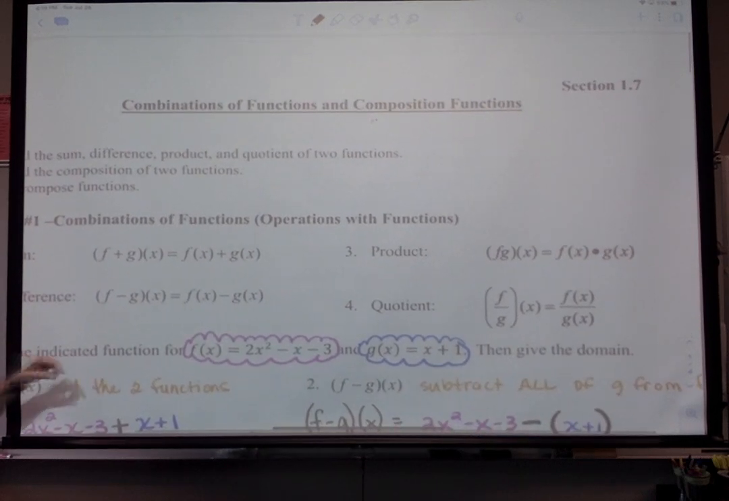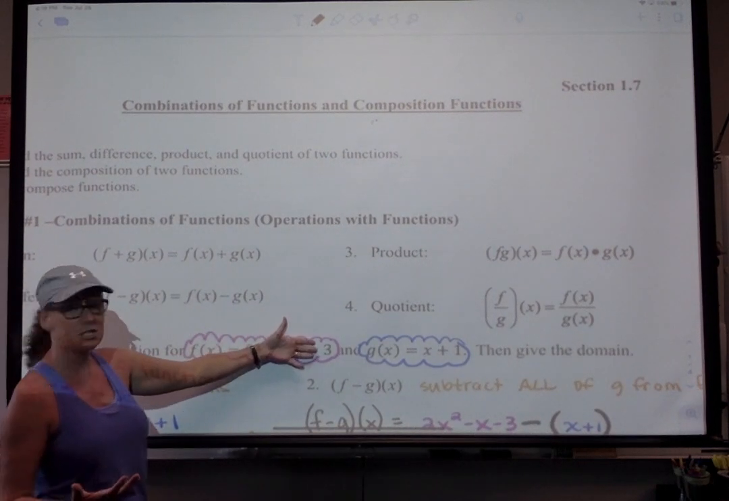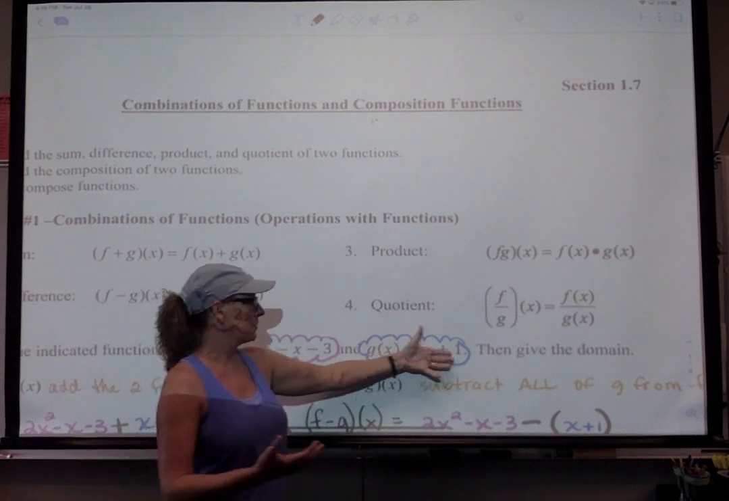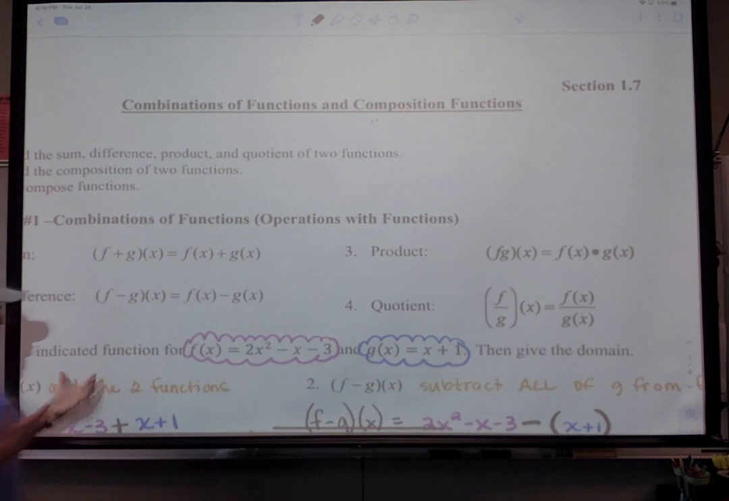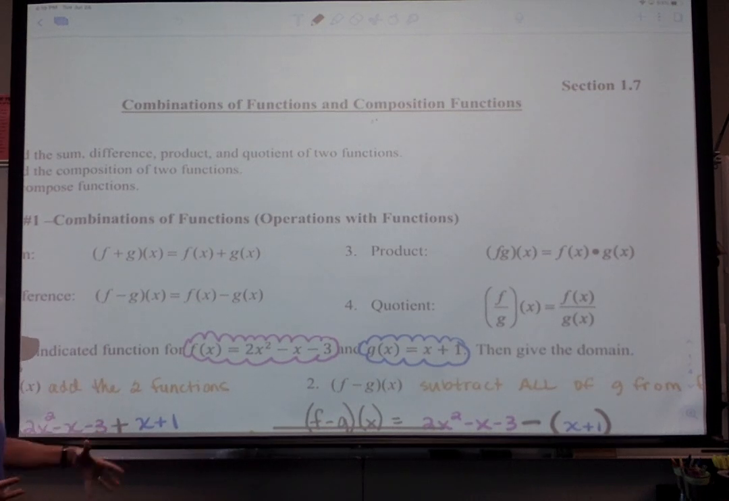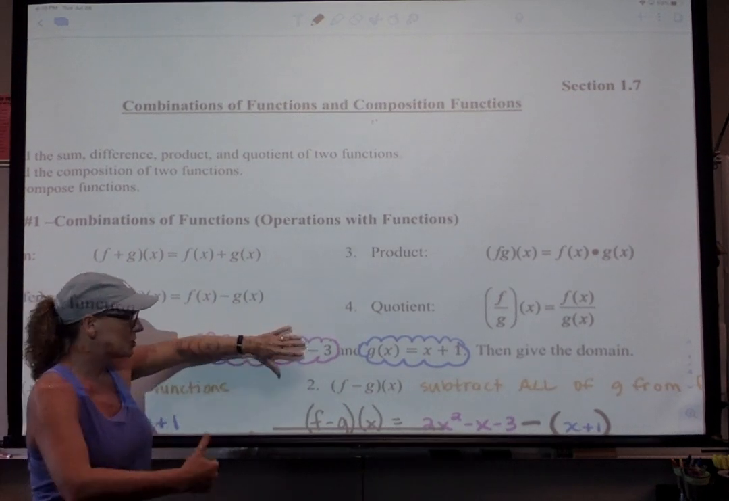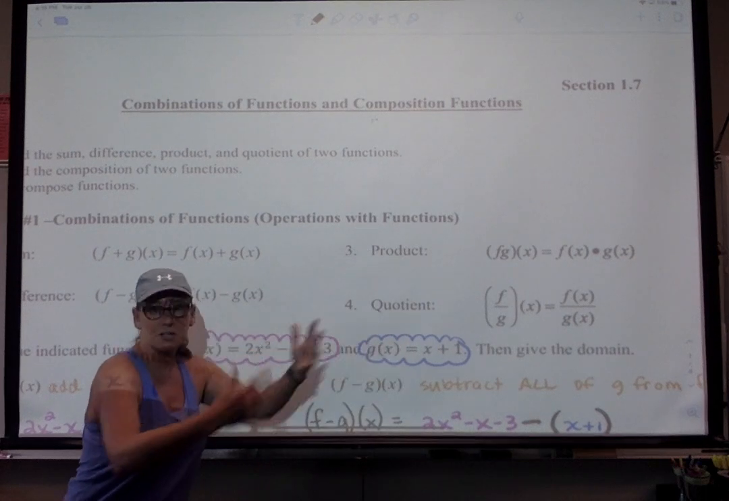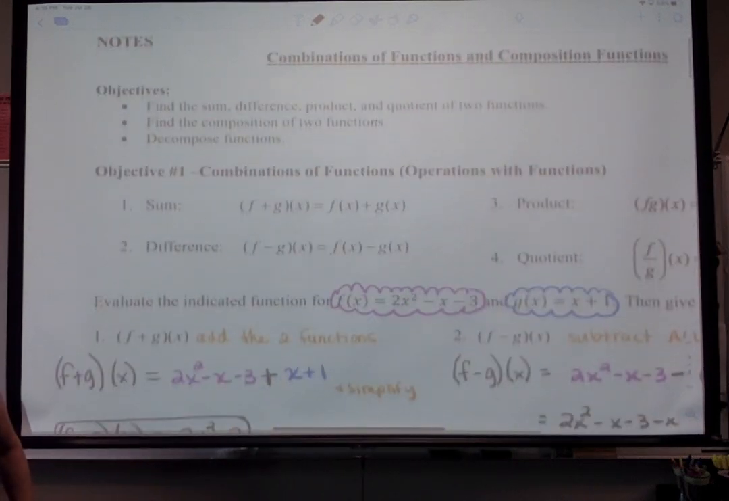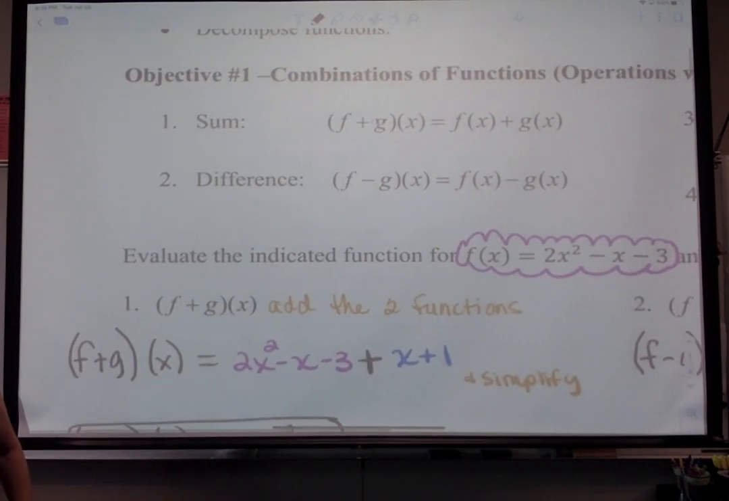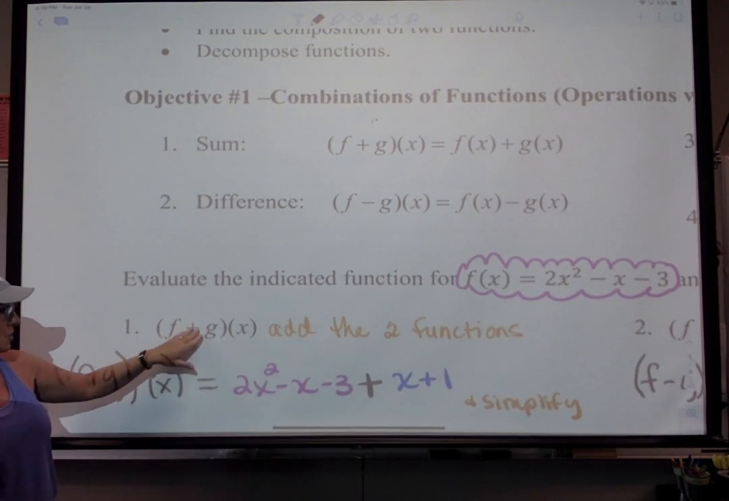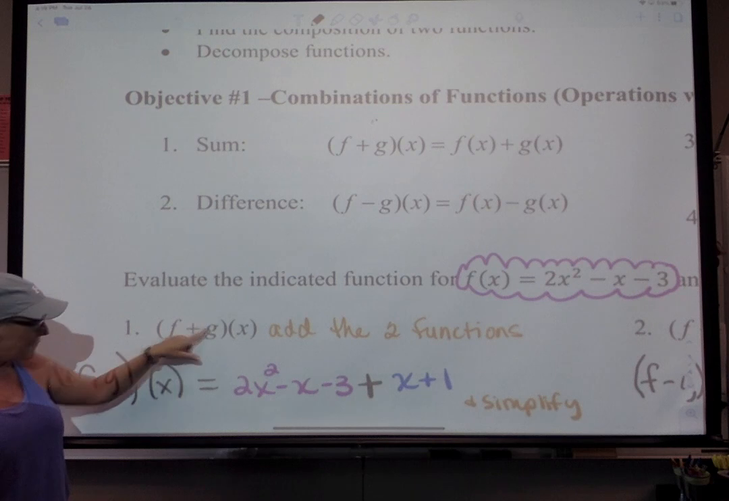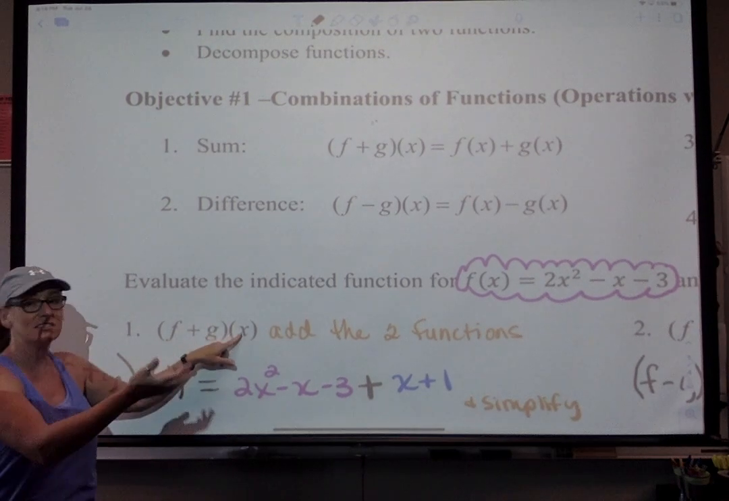So I went ahead in your notes. I color-coded one of the functions pink, and I color-coded the other function blue. Just so when it shows you what it is to do, I can say, okay, that means we're taking the pink function minus the blue function, or whatever. So in example number 1, it's telling you to add the two functions together. So this means that we're going to add the two functions together, and they still have an x in them.